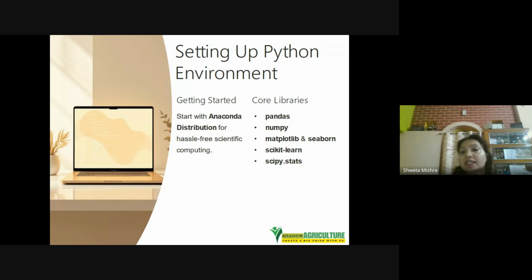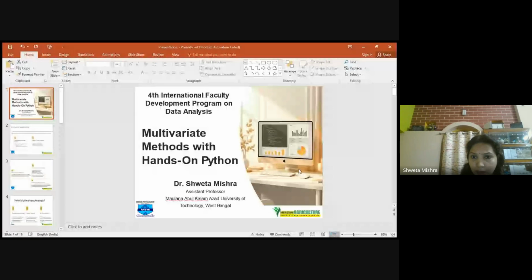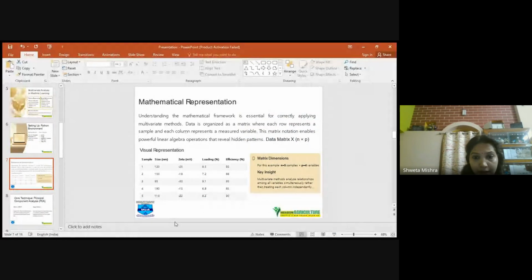And then SciPy stats: since we are using some statistical methods, we can easily import those methods with the help of scipy.stats. So here I'm stopping the presentation and going directly to the hands-on, so that you can easily understand how we are doing it, how the mathematics is related, and how the data are working. So let me connect to the Python hands-on, the Python programming language.